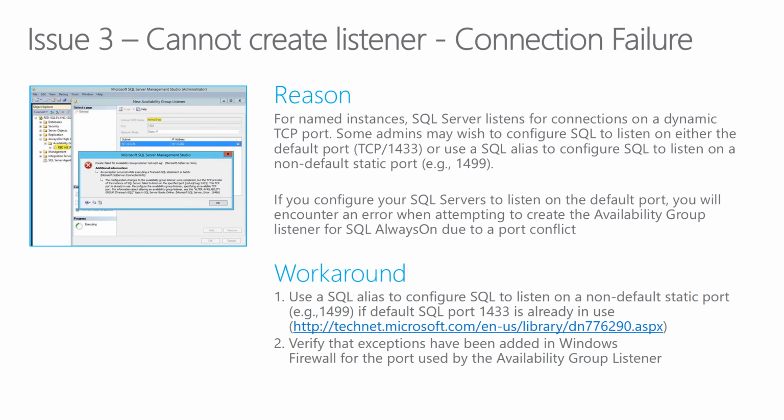The solution to this issue is as follows. 1. Use a SQL alias to configure SQL to listen on a non-default static port, for example 1499, if default port 1433 is already in use. 2. Verify that exceptions have been added in Windows Firewall for the port used by the availability group listener.